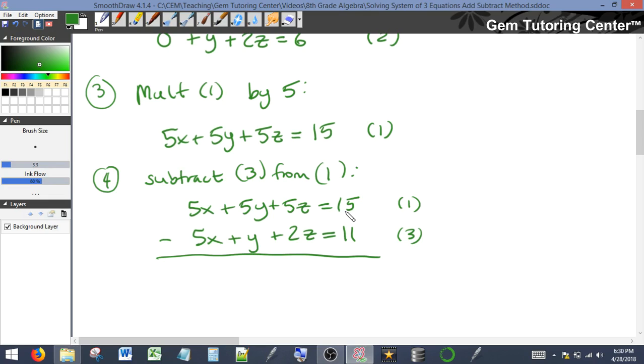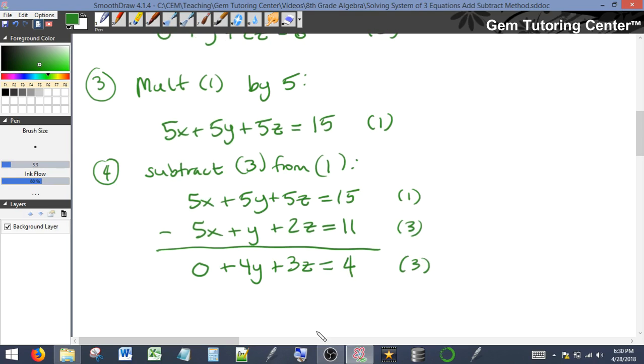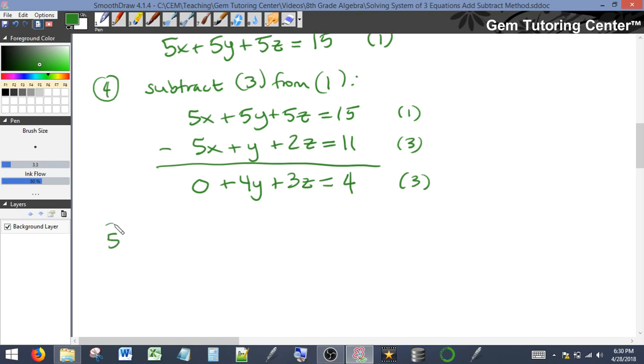Now I'm going to do the subtraction. 5x and 5x cancel out, so we get 0. And then plus 5y minus y, which is going to be plus 4y. And 5z minus 2z, which is 3z. And then equals 15 minus 11, which is 4. Okay, we're going to call this the new equation 3. Okay, so now let's summarize the equations we have now.